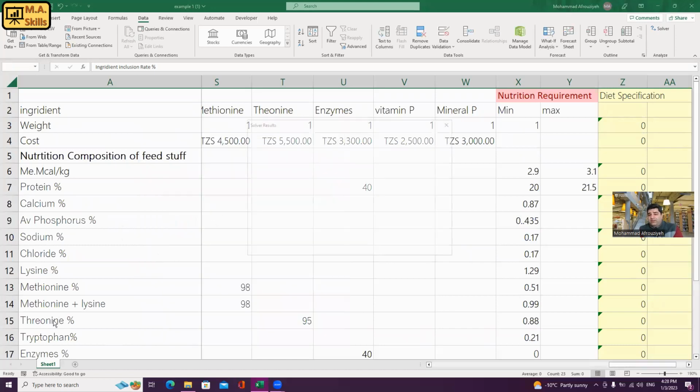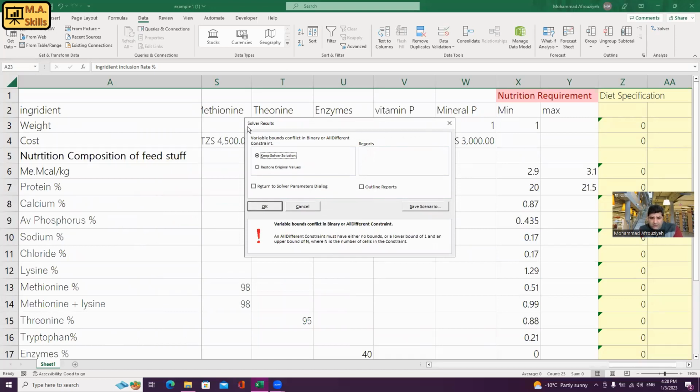But when I click Solve, I'm getting this message about solver results: variable bounds conflict in binary or all different constraints. This message is not a normal message. If you have created your spreadsheet correctly, you will receive either of two messages. Either the solver window says, solver found a solution, or it will say it couldn't find a feasible solution.